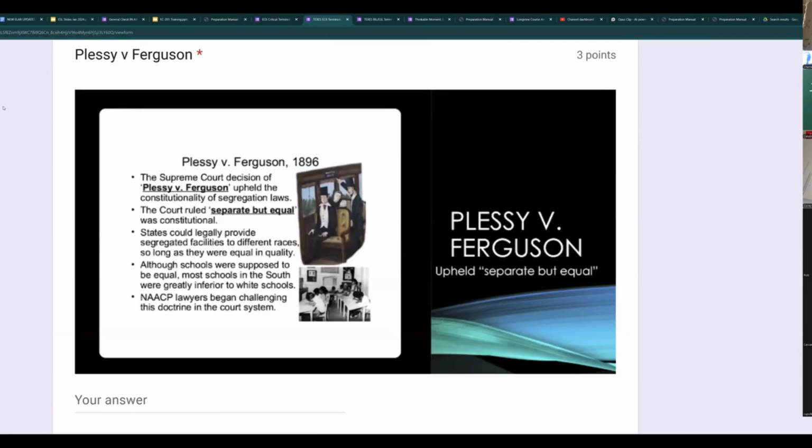Yeah. So then we have Plessy versus Ferguson. This upheld segregation. This affirmed segregation, but it is 1896. This was over 100 years ago. Of course, they affirmed segregation. They were just coming out of the Civil War. The general population of the US was not ready to desegregate.